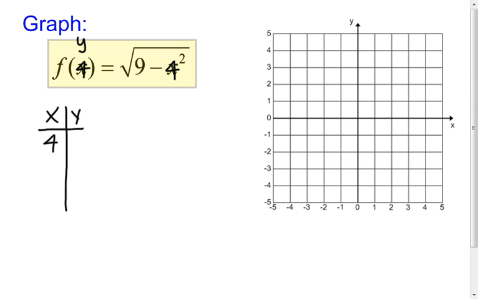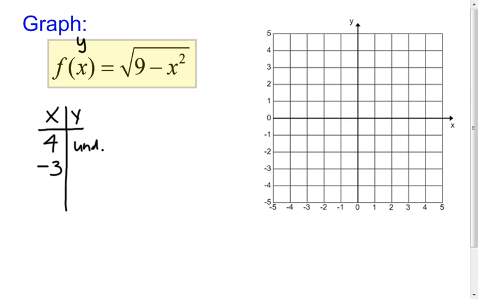Which of course means you have the square root of negative 7, and you can't take the square root of a negative. So this is actually undefined. Okay? I'll give you another number to plug in. When x is negative 3, then you put negative 3 in here.